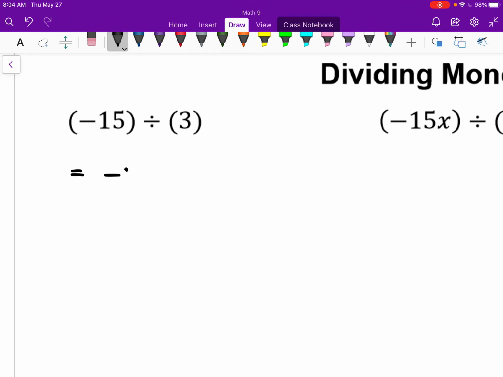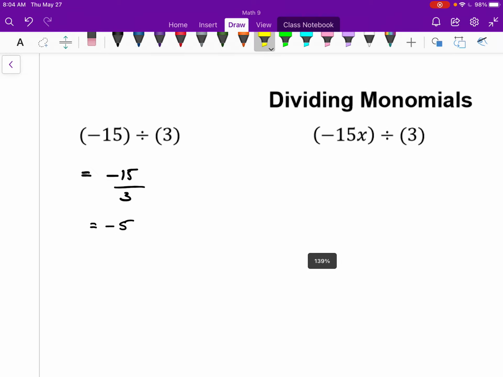I can also write this as negative 15 over 3, but it's all equivalent. And generally, I like this better. It's just a little bit faster, and we'll see this more and more. But remember, these mean the exact same thing. So if one looks easier to you, go with it.